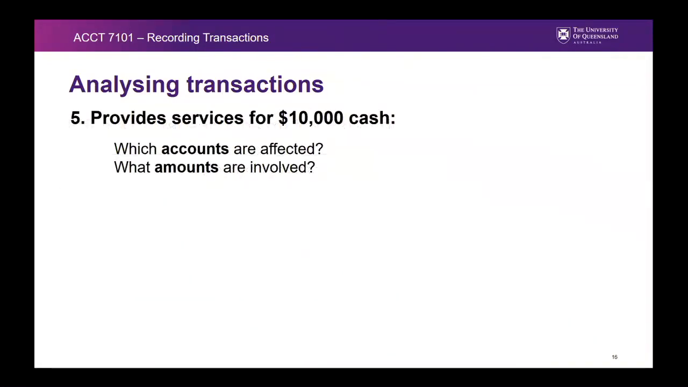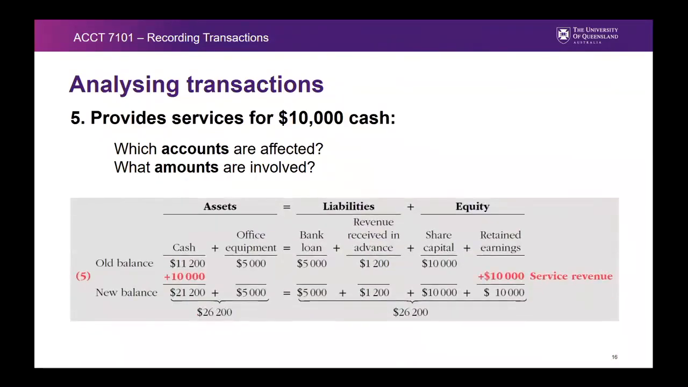Let's look at another transaction. Providing services for $10,000 cash. So we've provided services and received $10,000 cash. So we've got cash, received cash, so it's an asset, received $10,000 cash there. So our cash asset goes up $10,000. And we've recognised some revenue. In this case, we've called it service revenue. So that sits under equity there.